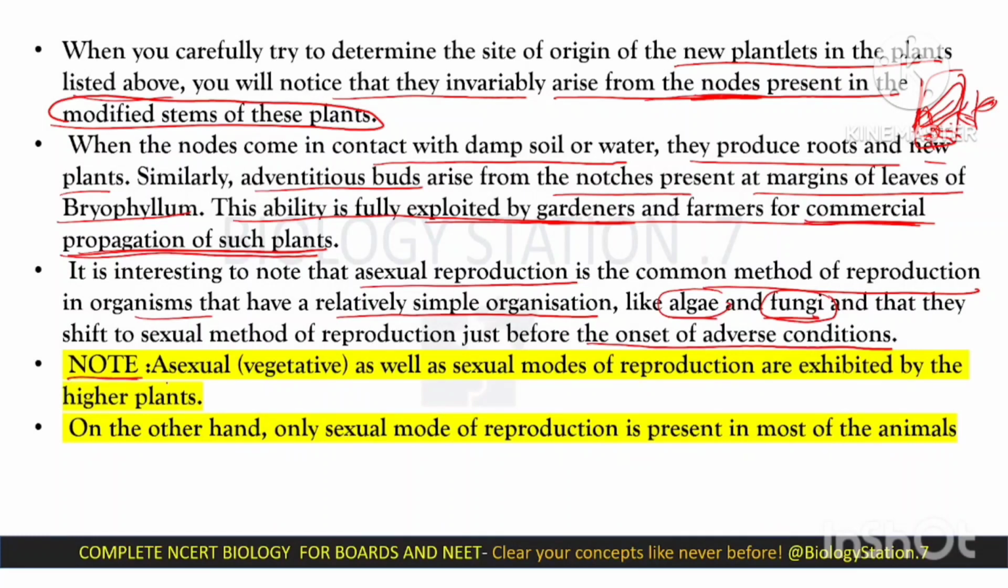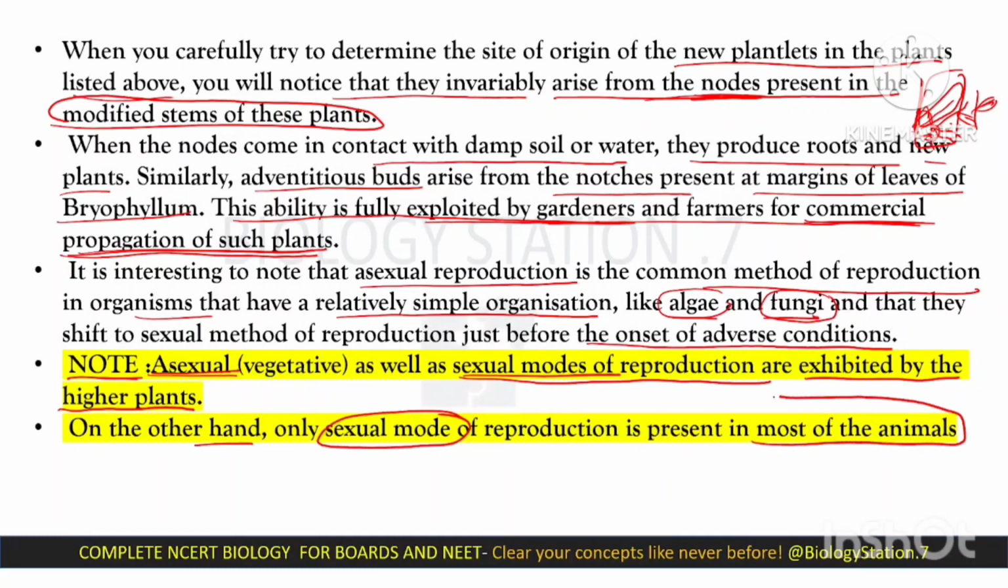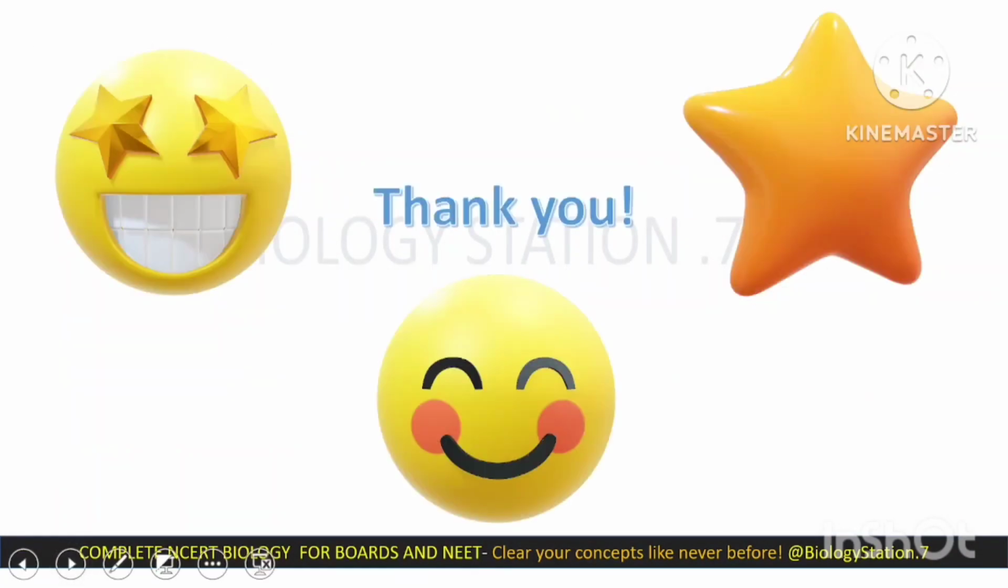You have to note that both asexual as well as sexual modes of reproduction are exhibited by the higher plants. But on the other hand, only the sexual mode of reproduction is present in most of the animals. Most of the animals means that in some animals even the asexual mode of reproduction may take place. So this is all about asexual reproduction. Thank you.